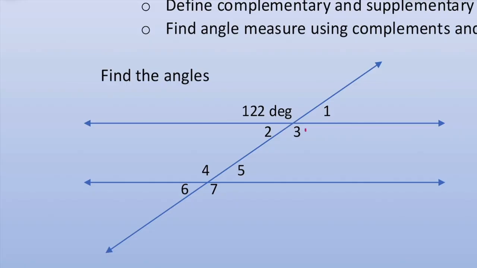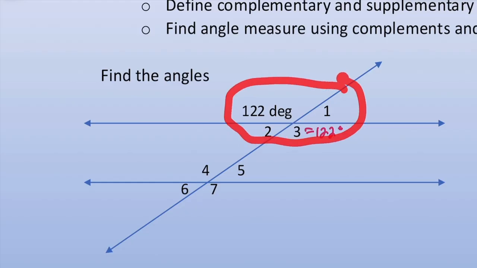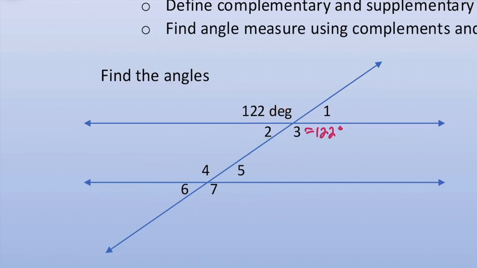So this is 122 degrees. Now again, if we do that trick where we cut out the sheet of paper and lay it on top of here, what other ones line up with the 122 and the 3, which is also 122? Well, that would be 4 and 7. So all of these right here are the same measure as long as these two are parallel, and that's the transversal cutting through, which it is. And so this is 122, and this is 122.